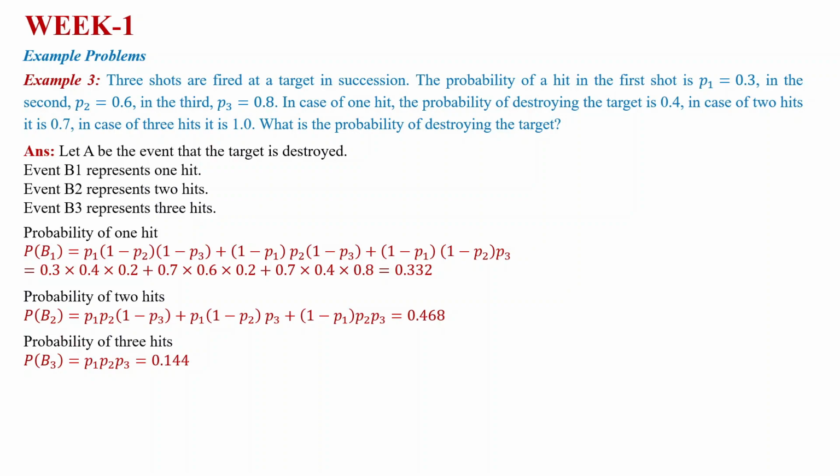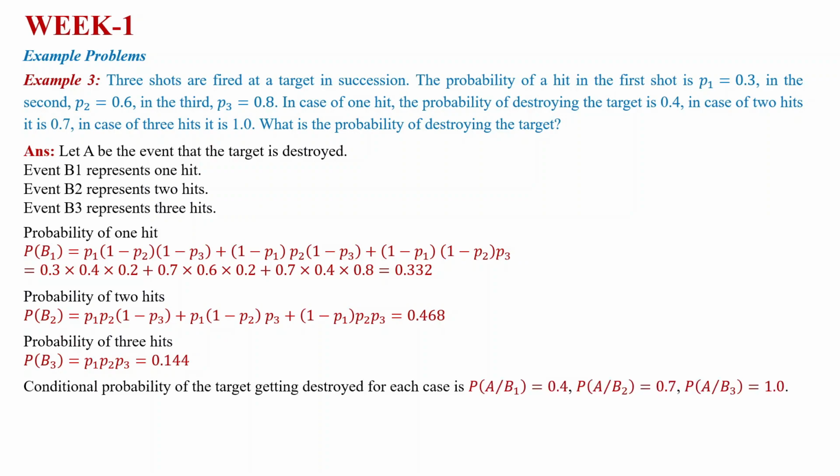0.144. So the conditional probability of the target getting destroyed for each case is P(A given B1), that is one hit, equal to 0.4, as it is given. The probability of the target getting destroyed given two hits, that is P(A given B2), equal to 0.7, it is also given. And the probability that the target gets destroyed, that is P(A given B3), when three shots hit the target, is equal to 1. That means the target will surely be destroyed if three shots are able to hit the target.